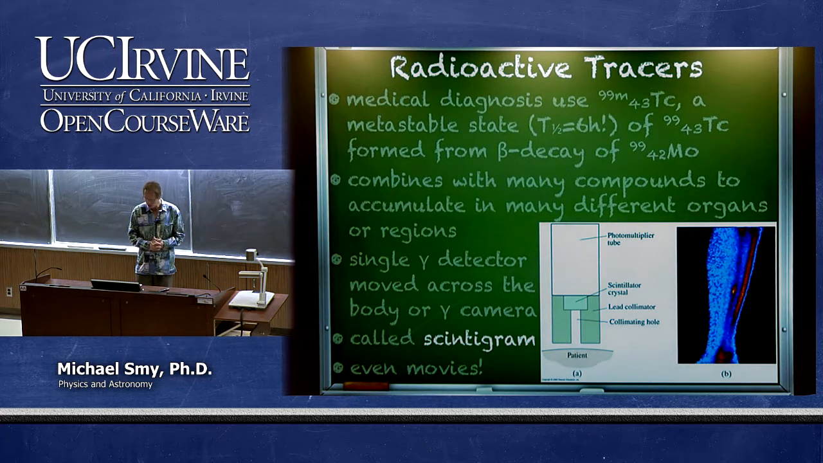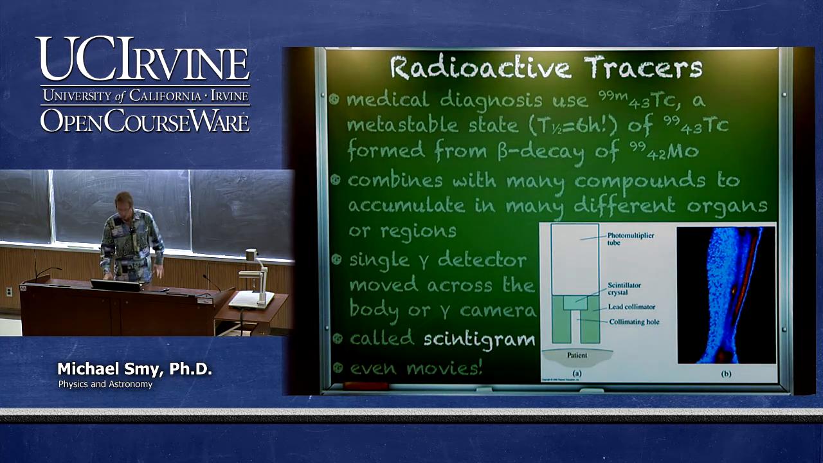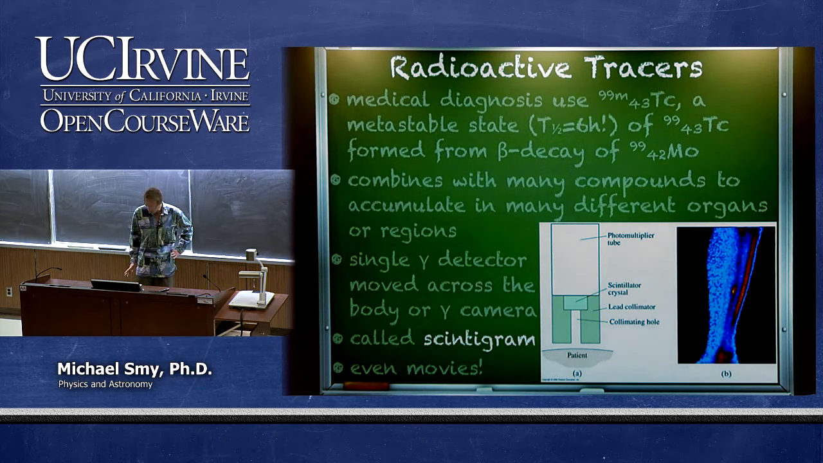And it's formed in the beta decay of 99 molybdenum. And it combines with many compounds, and so by choosing the right compound, one can use it as a tracer in many different organs or regions of the body. And usually a single gamma detector is moved across the body. However, one can also use a gamma camera and take a picture at once.